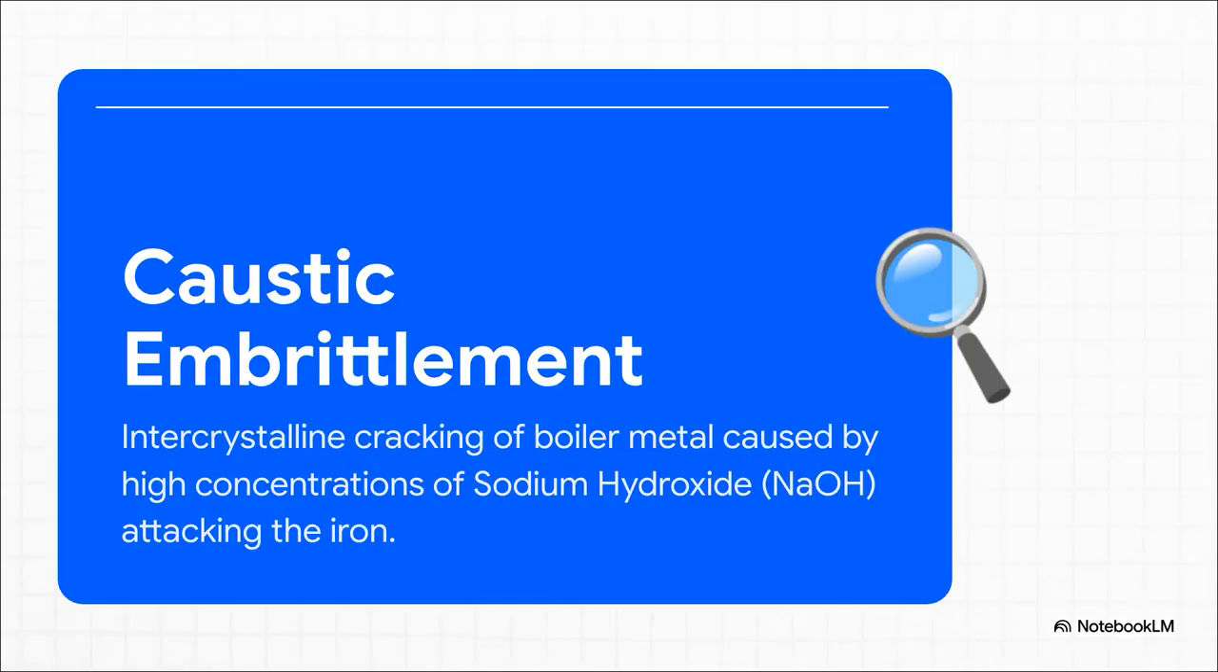Here's another nasty problem with a scary-sounding name: caustic embrittlement. This is what happens when the water chemistry creates a highly corrosive substance inside the boiler. This stuff seeps into tiny cracks in the metal, especially around joints, and literally makes the steel brittle and weak. This can lead to a sudden, catastrophic failure.